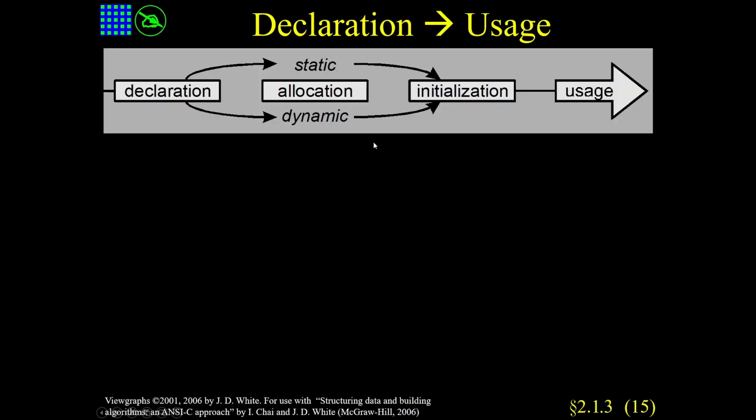Alright, so how do we go to usage? We need to declare the array first. We need to allocate memory for the array. We need to initialize the array. Then we can use the array. We have to have 4 steps.